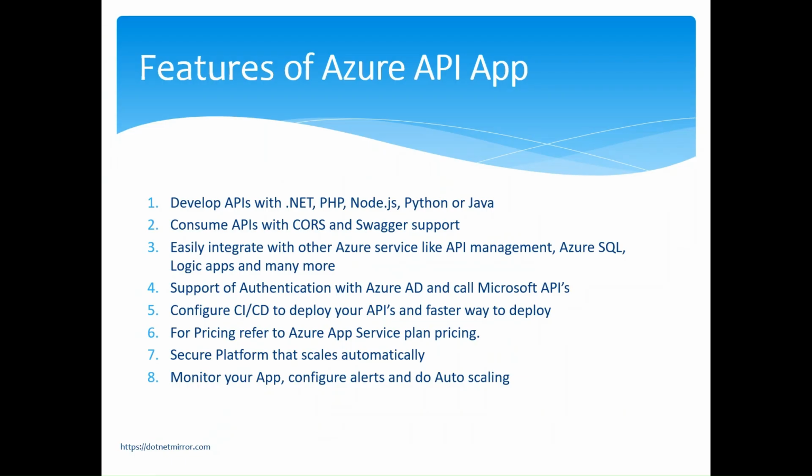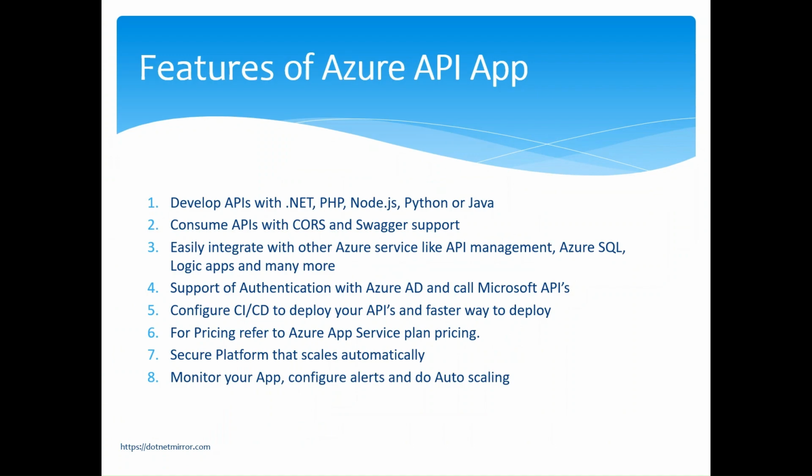Let's understand the features of Azure API App. With Azure API App, you can pick up your own language to develop the APIs. It could be .NET, PHP, Node, Python, or Java. And it has inbuilt support of cross-origin resource sharing as well as Swagger support for your documentation. You can easily integrate your APIs with Azure services like API management, Azure SQL, Logic Apps, and there are many more other Azure services which are supported with API App.